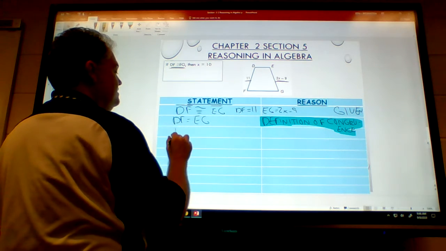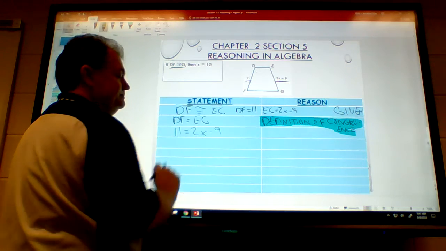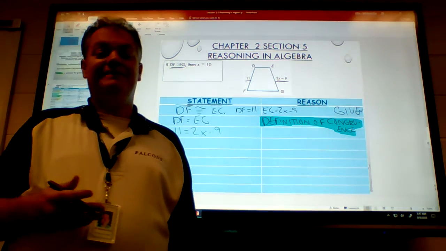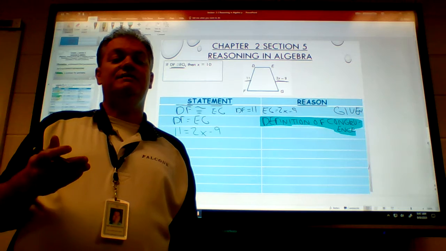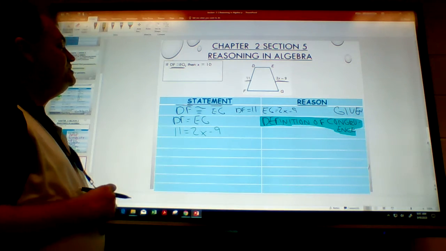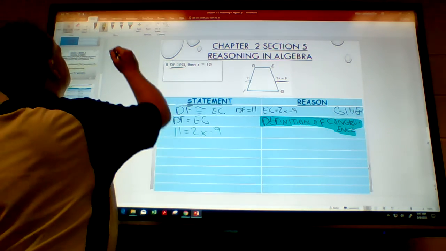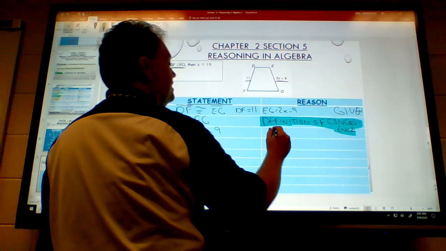So DF is 11, so 11 equals 2x minus 9. All right, that's going to seem kind of tricky for some of you. You will get the hang of this, I promise you that. Okay, all right, so from here, let's do the algebra. Oh, this, by the way, is substitution.